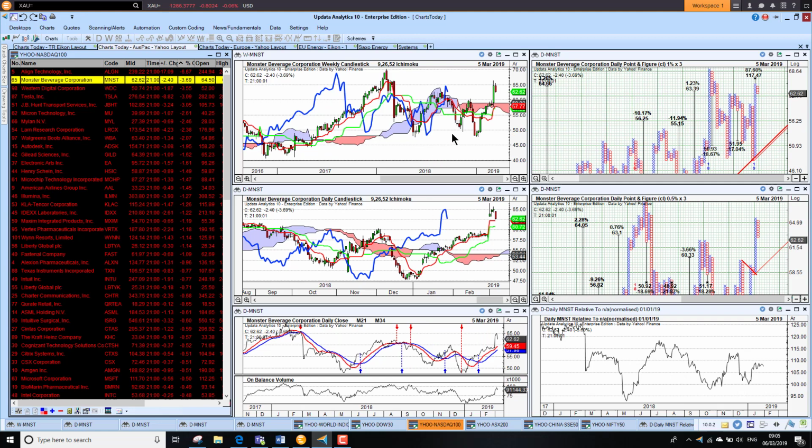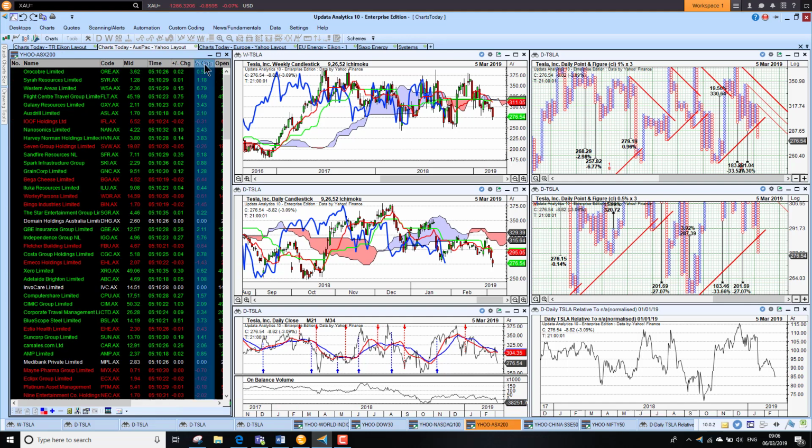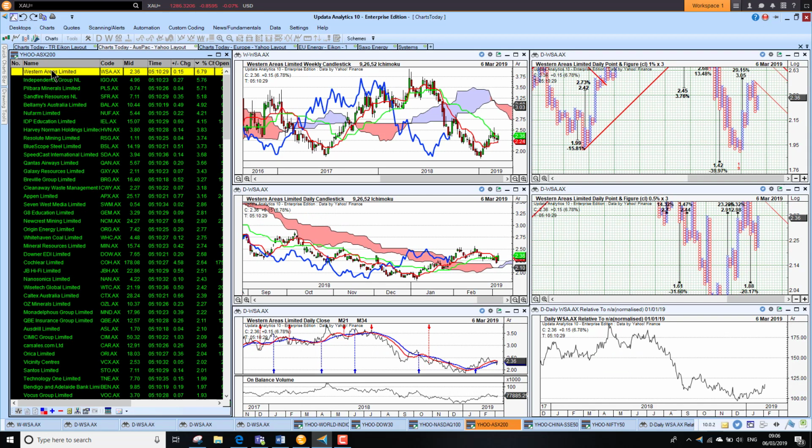Long-term and medium-term charts still looking pretty okay. And we see Tesla there, they were also down 3% yesterday. That chart is starting to look a little bit worrying. Bearish on the medium and long term, and underperforming the Dow so far this year by 15%, so not looking great there. The Aussie market overnight, we had Western Areas Limited, they were up 6.8%.